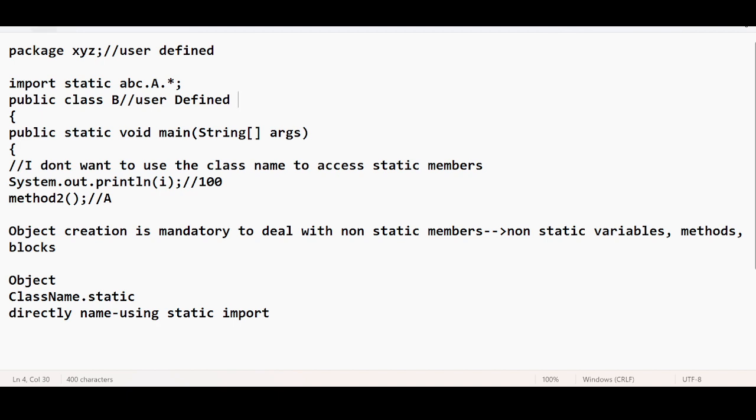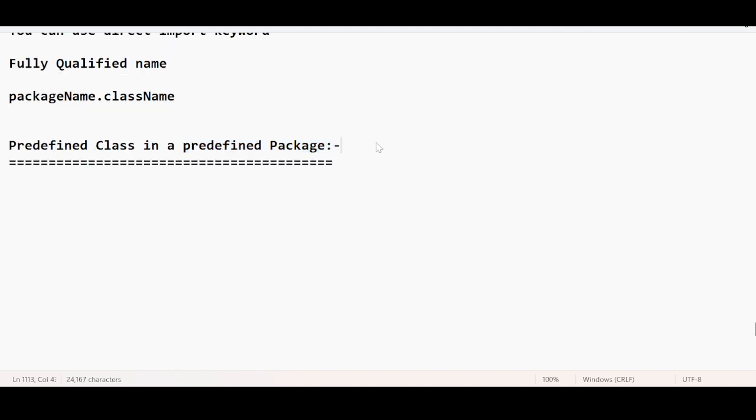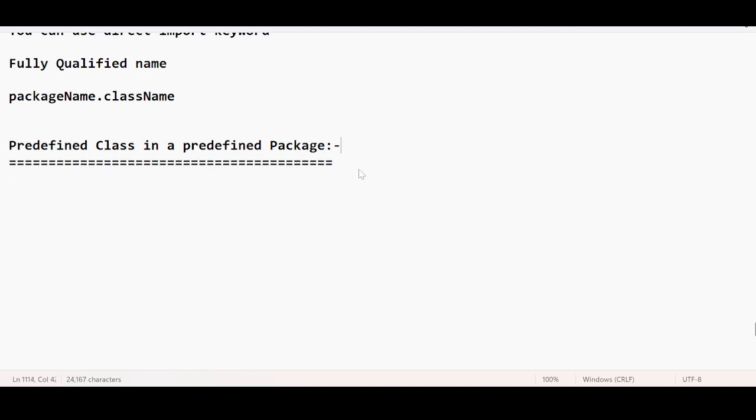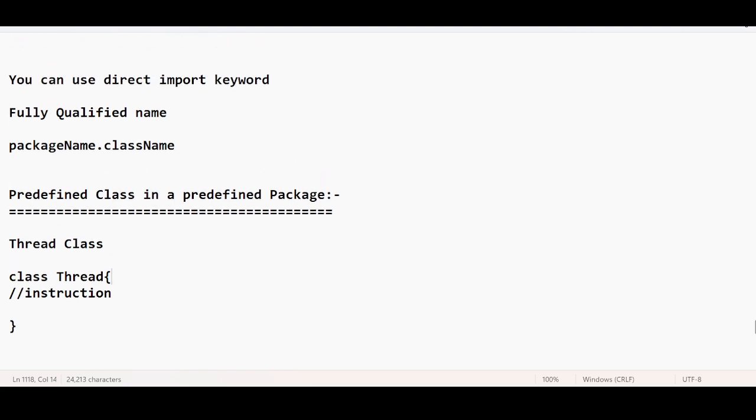But there are some classes. There is a class called Thread class. We will discuss this Thread class in the future topics. Let's assume that there is a class called Thread class. It looks like class Thread, and there will be some instructions inside. This Thread class is defined by the Java people. That's why it is called the predefined class.